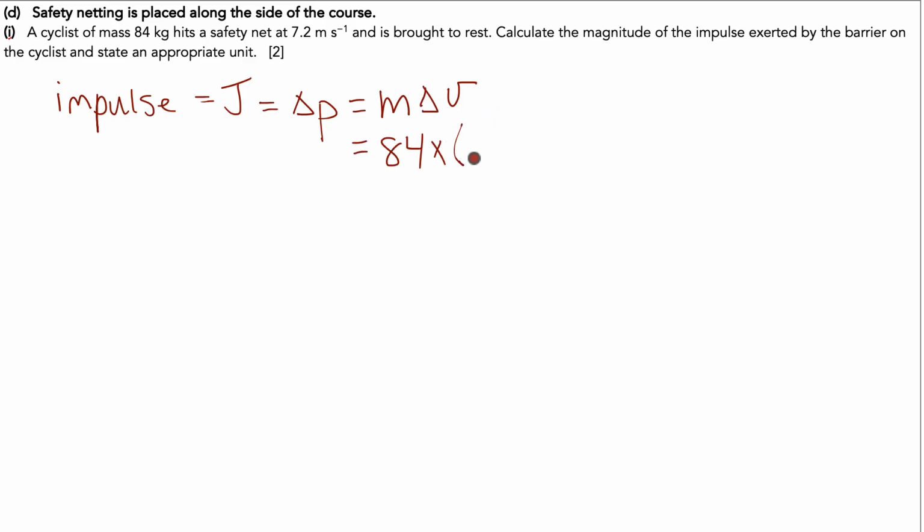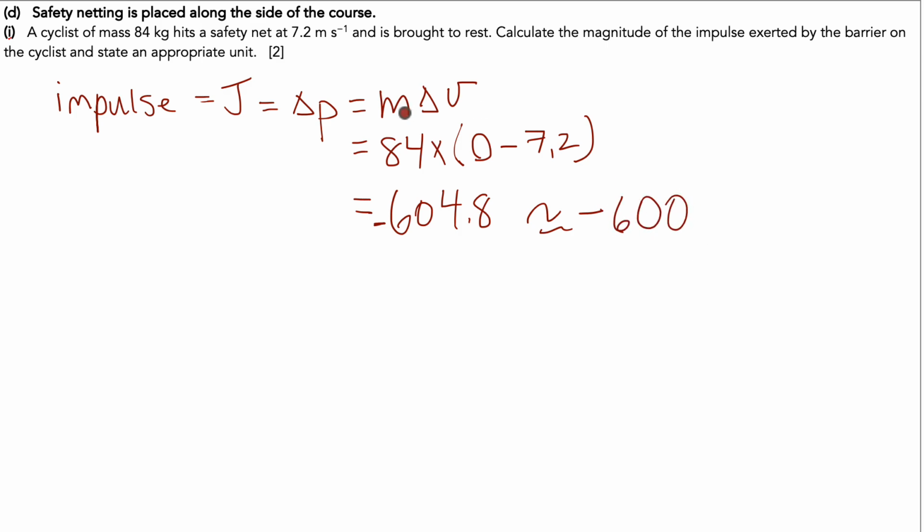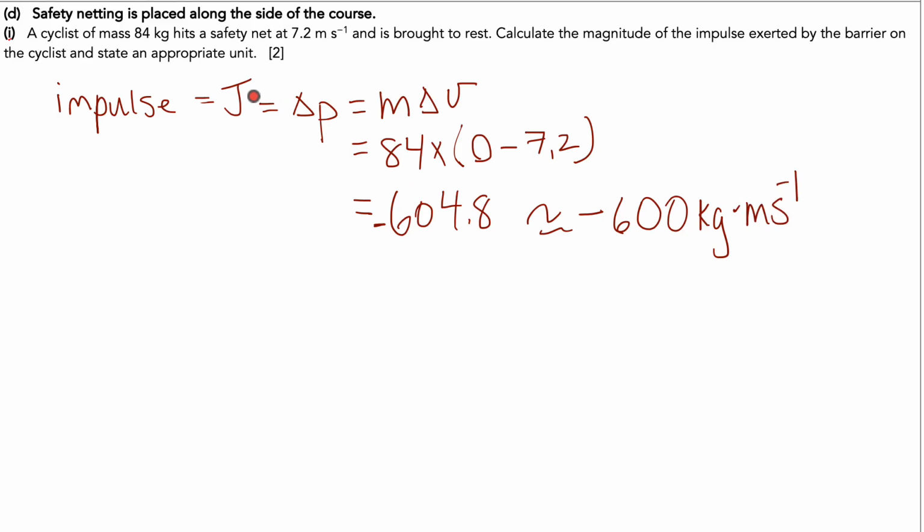So change in velocity would be final minus initial. Well, I stop. Minus my initial is 7.2. And picking up my handy dandy calculator, 604.8, and this would be a negative sign, would be negative 600 units. Well, this is just mass times velocity. Impulse or momentum does not have a special unit, so this is just going to be kilograms from the mass and meters per second from the velocity. So it is 2 marks and it tells us to state an appropriate unit, so that's going to be one of them, and the other will be for the 600.